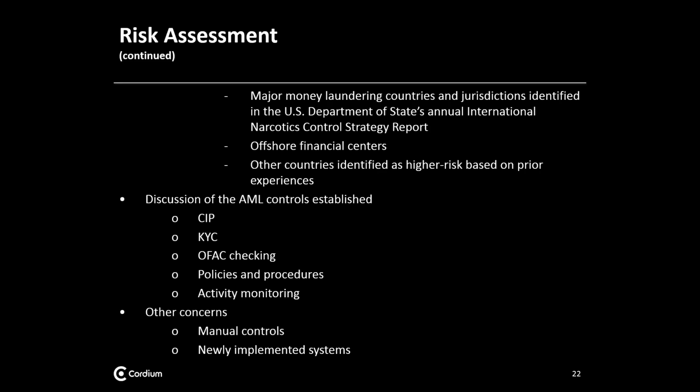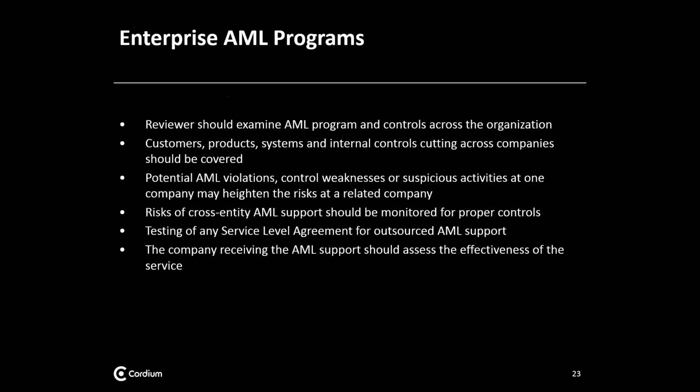Other concerns to be mindful of are situations where the firm maintains strictly manual controls and/or newly adopted compliance systems. Many firms, such as bank-affiliated broker-dealers, dual-registered RIAs and BDs, and firms with multiple registered broker-dealers may adopt an enterprise AML program, whereby a single program addresses the needs of various regulated entities. The reviewer should ensure that internal controls address all related companies and determine control weaknesses or suspicious activities at one company are addressed, as they may heighten the risk at a related company. A review of the controls in place should include any service level agreement for outsourced AML support, and that the company receiving the AML support monitors the effectiveness of the services received.